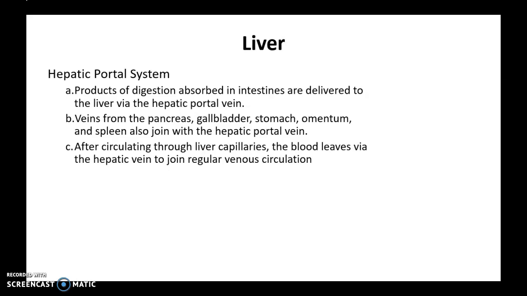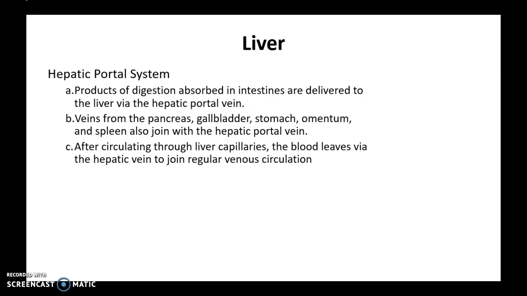So I'm repeating, the hepatic portal vein is formed by the union of different veins coming from the pancreas, gallbladder, stomach, and other areas. All these veins join to form the hepatic portal vein, which carries nutrient-rich but oxygen-poor blood towards the liver. Okay? So please do not get confused between the hepatic portal vein and the hepatic vein.